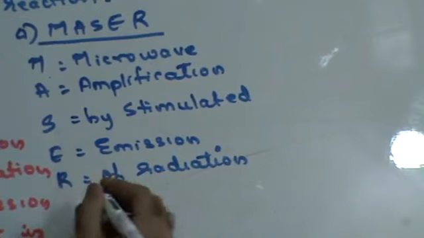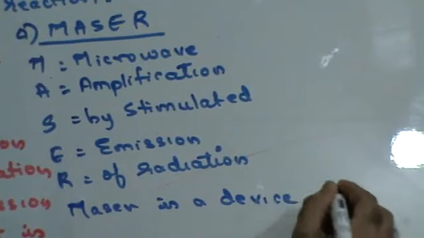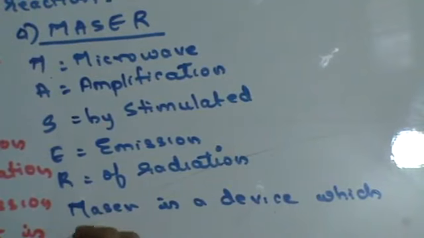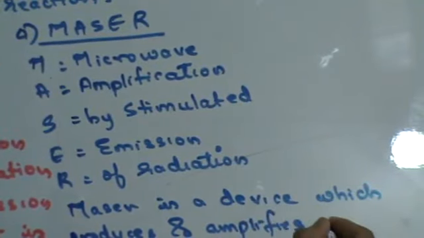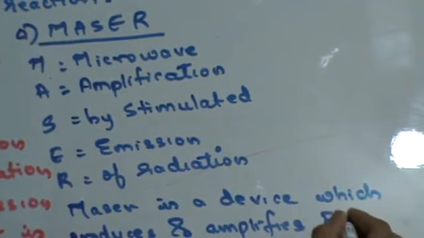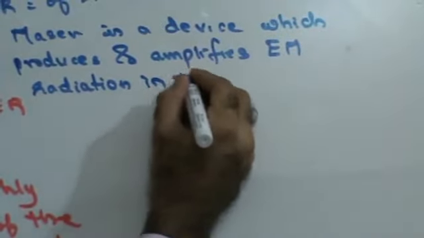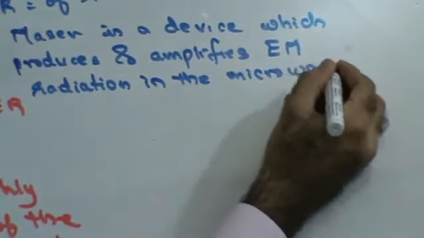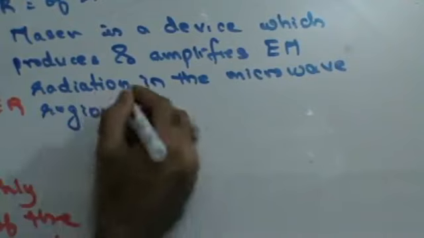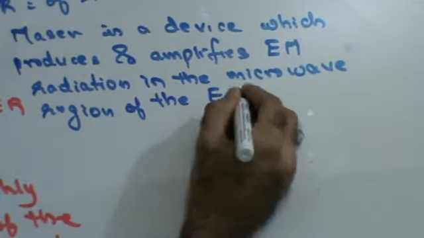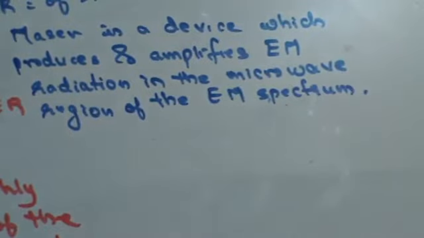Maser is a device which produces and amplifies electromagnetic radiations in the microwave region of the electromagnetic spectrum. Fine, do we get this in here?